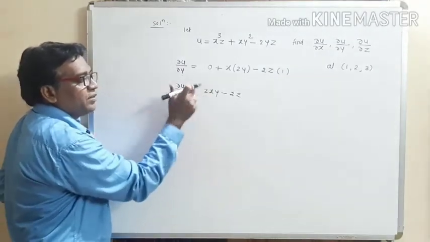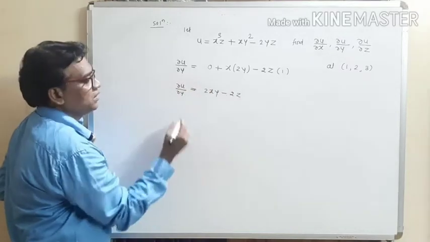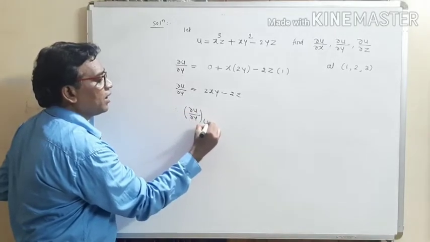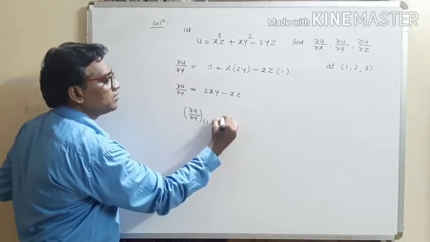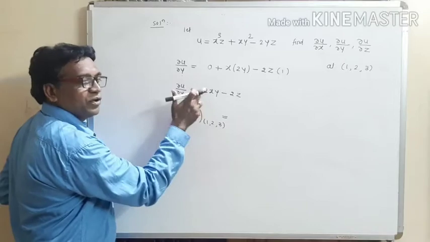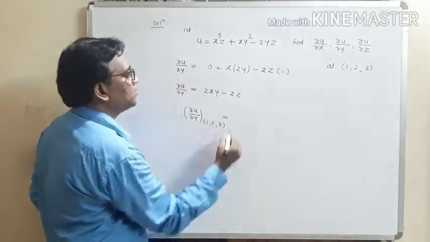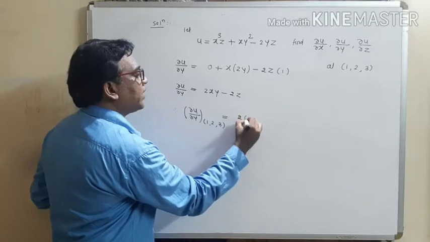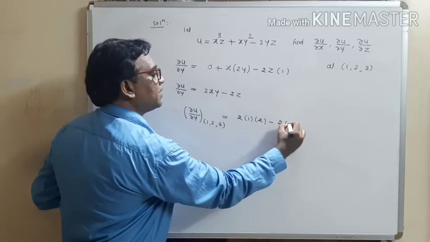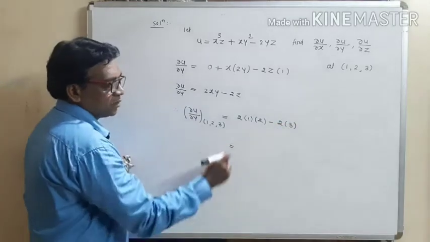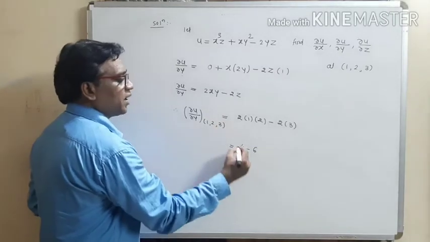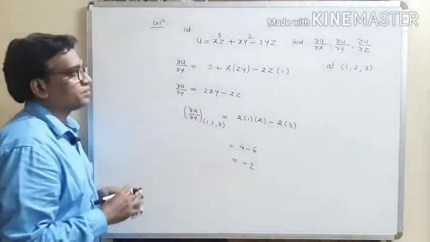So find the partial derivative ∂u/∂y at the given point (1, 2, 3). So find this value. So this is ∂u/∂y at the given point (1, 2, 3). This is equal to. So again the same thing. Put x equal to 1, y equal to 2 and z equal to 3. So just put in the values. So this is 2, put x equal to 1, put y equal to 2, minus 2, put z equal to 3. So this is equal to 2 into 2, it is 4, minus 6. So the value of this partial derivative at this given point is minus 2.